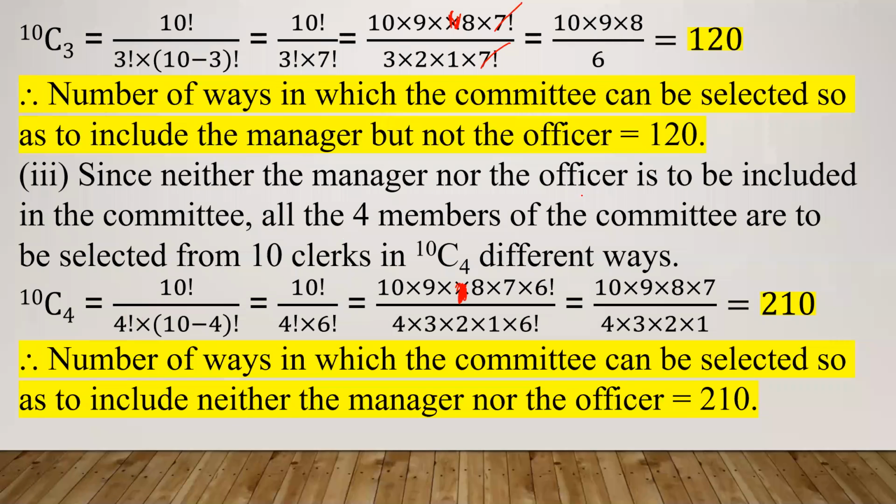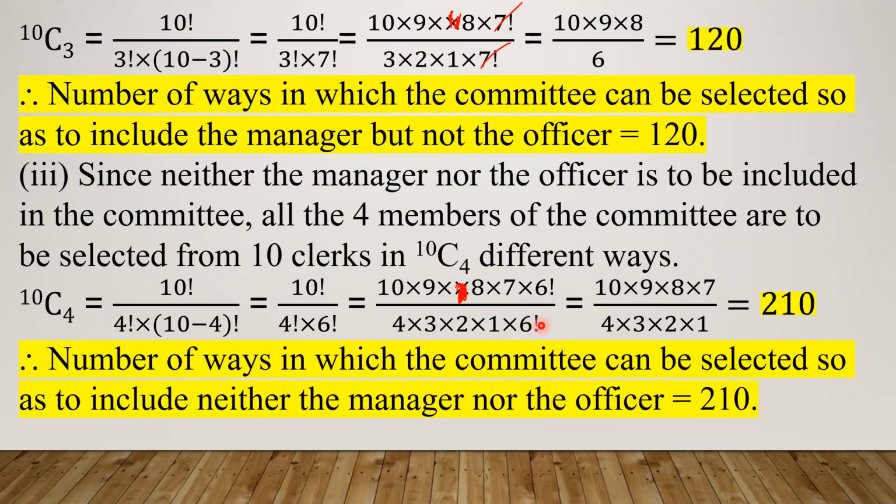So 10 factorial is 10 into 9 into 8 into 7 into 6 into 5 into 4 up to 1. I can write it as 6 factorial. Why? Because in the denominator also there is 6 factorial. So I need not waste my time in writing that. I can just write 6 factorial. In the denominator 4 factorial, that is 4 into 3 into 2 into 1 and 6 factorial.